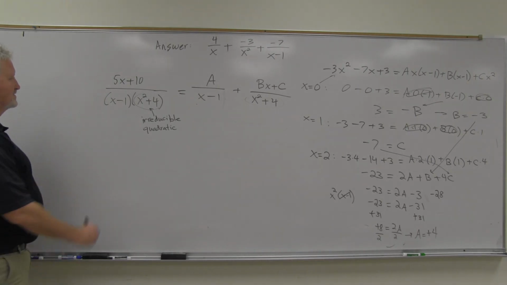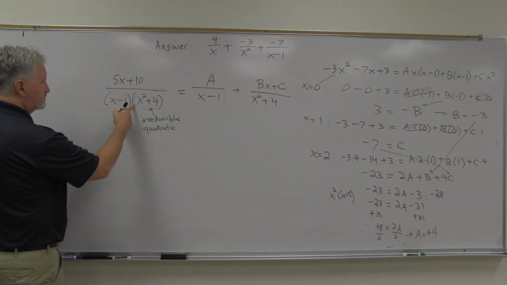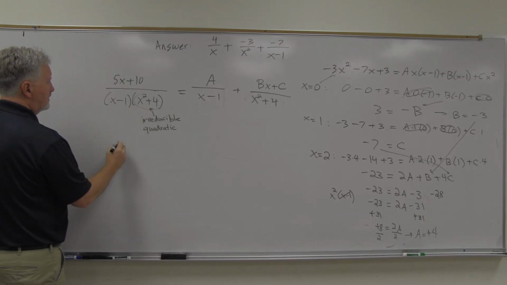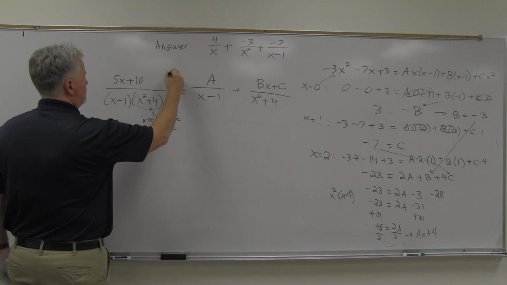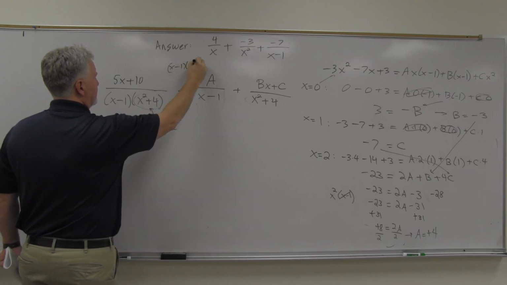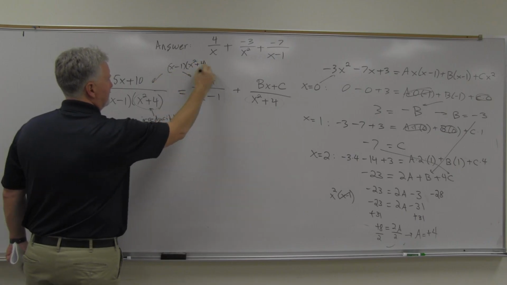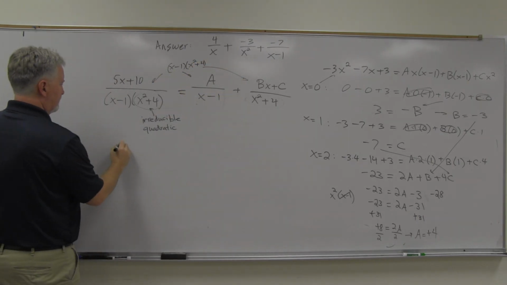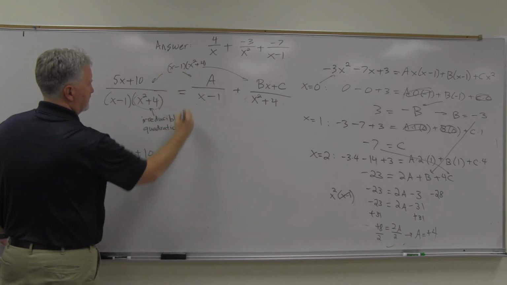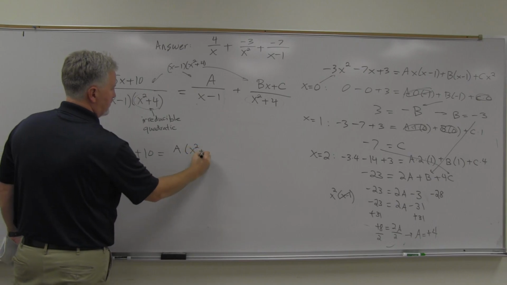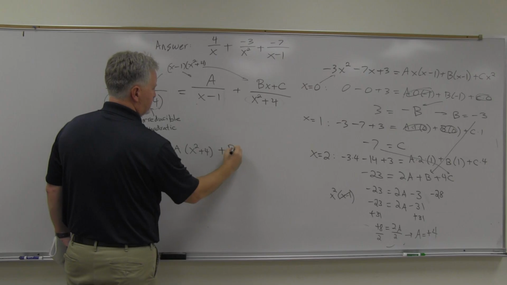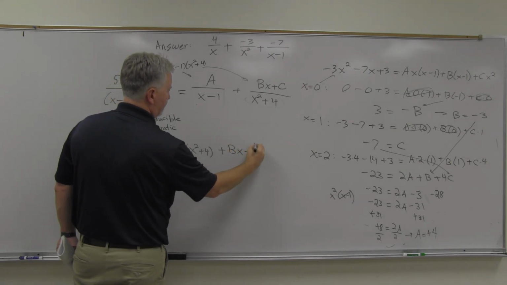All right? So let's multiply everything by x minus 1, x squared plus 4. Save some writing here. Let me just do it this way. So do that times all of those. So it's going to be 5x plus 10 here. The x minus 1s will cancel, so it'll be a times x squared plus 4. And then here, the x squared plus 4s will cancel, so it'll be bx plus c times x minus 1.